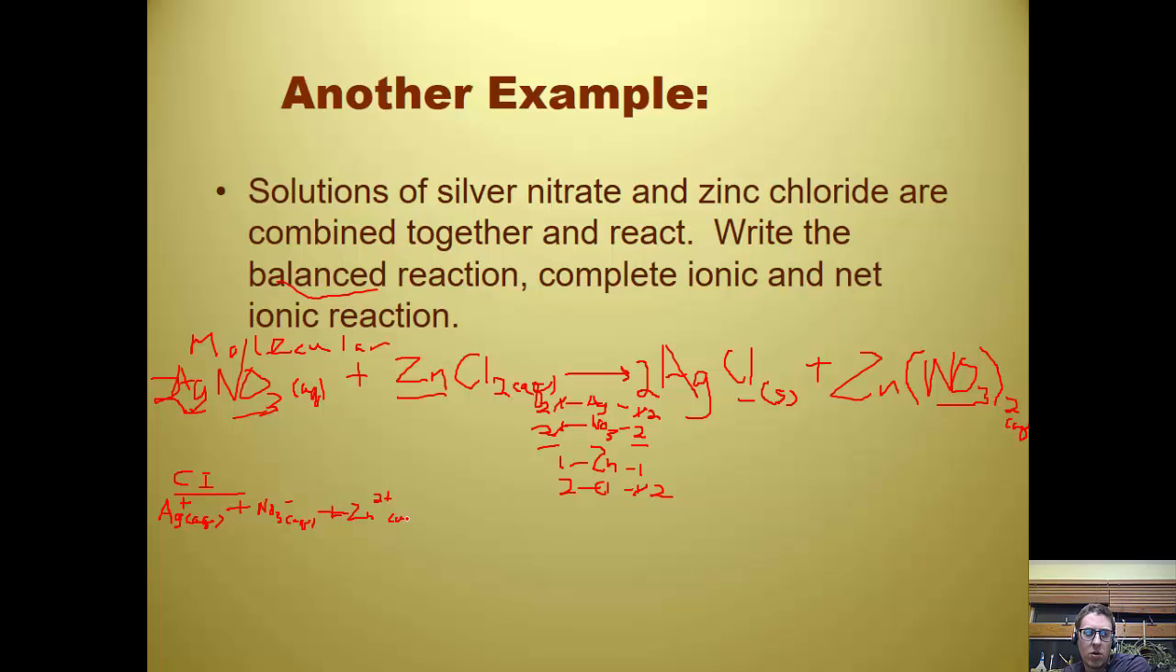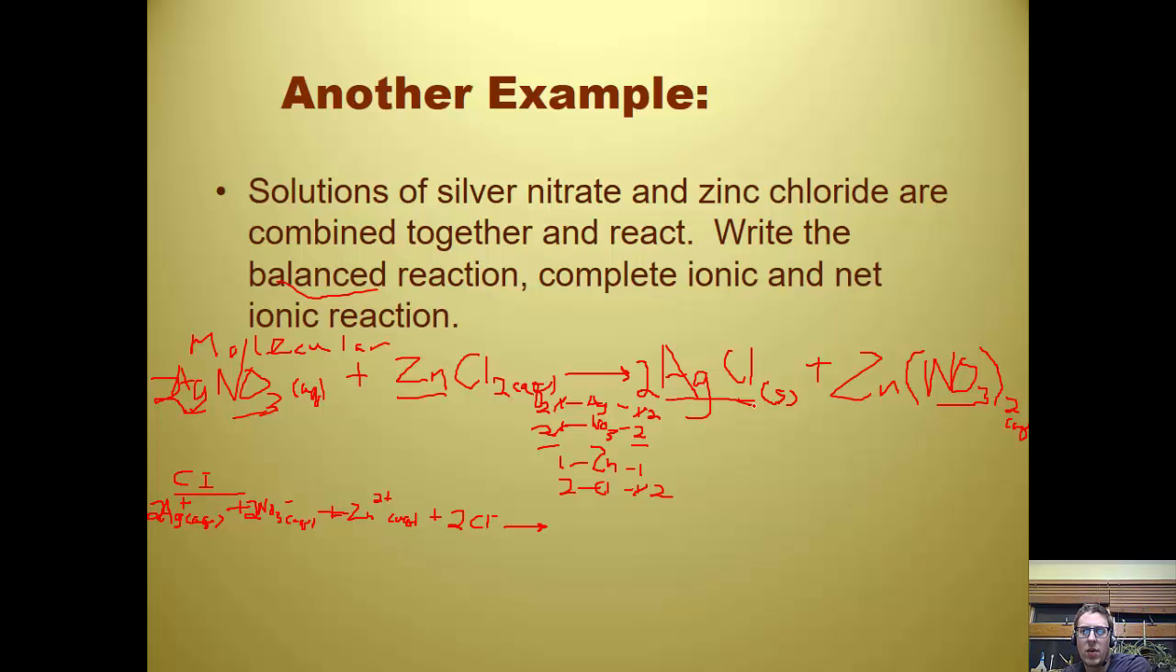Again, aqueous, plus 2 chloride. In fact, there's a 2 out here. I need to include that 2 here. This 2 comes out front in the complete ionic. 2 Cl becomes a coefficient. Now we're going to break this down.